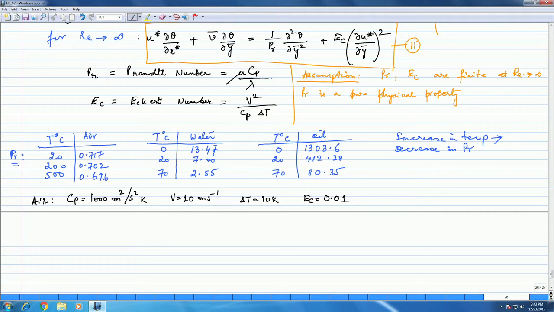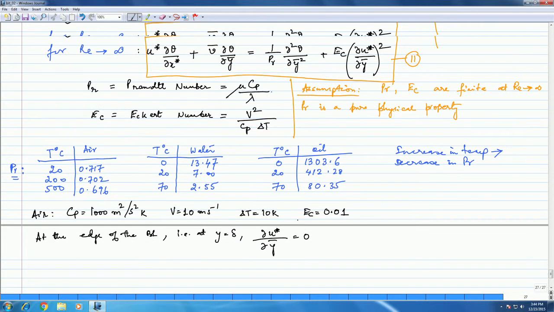Now we know that at the edge of the boundary layer, that is at y is equal to delta, it is 0, right. So, now if that is so, del u star del y bar.